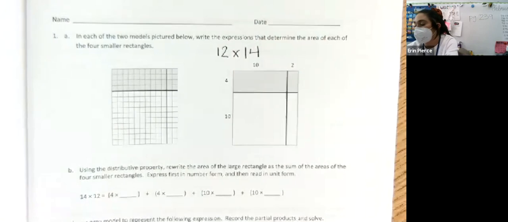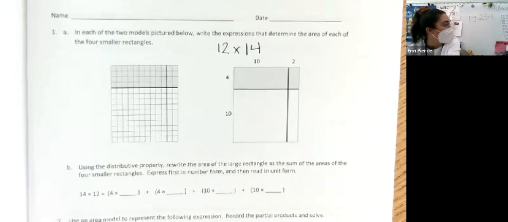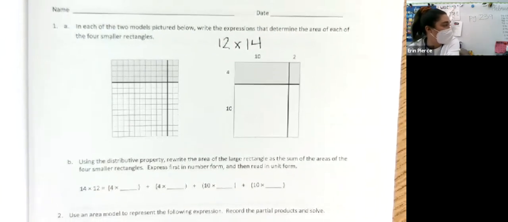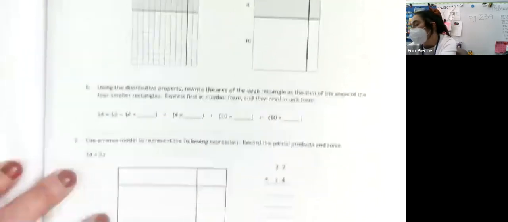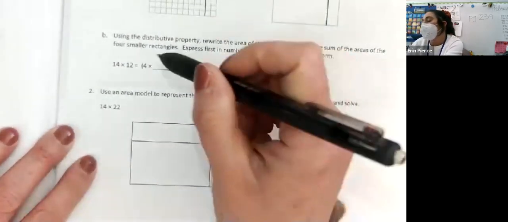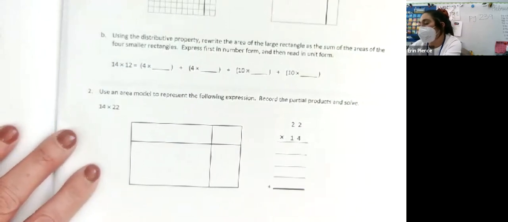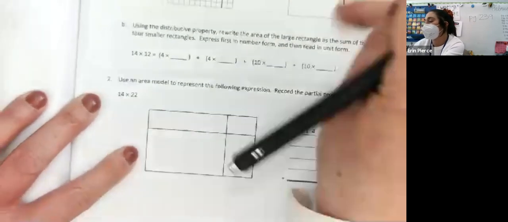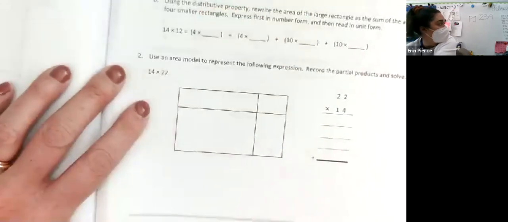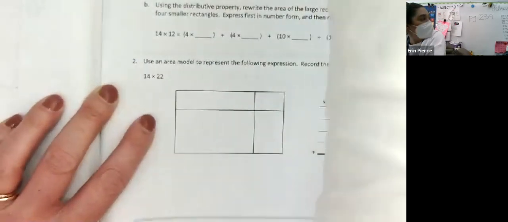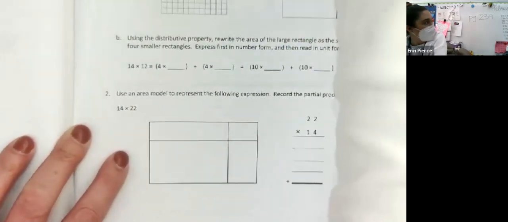Now we're going to use what we call the distributive property to actually solve it. So coming down here, they have 14 times 12 equals 4 times blank plus 4 times blank plus 10 times blank plus 10 times blank. So if we break this down, we're going to need to show it below to kind of help us out.